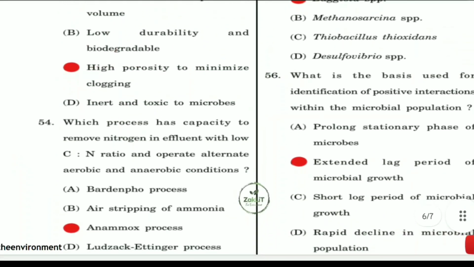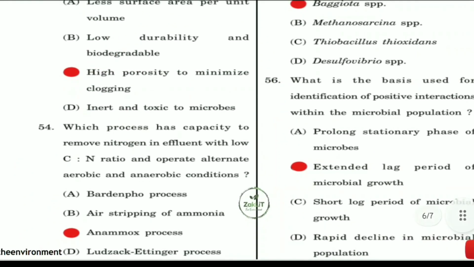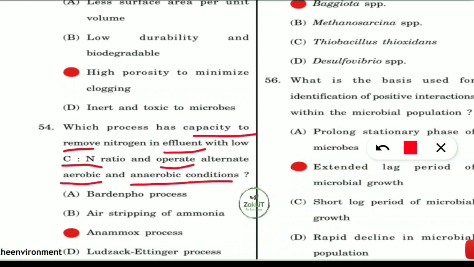Coming to the next question, question number 54. Question 54 is, which process has the capacity to remove the nitrogen in effluent with low carbon to nitrogen ratio and operate alternate aerobic and anaerobic condition? So this is asking about which is the technique to remove nitrogen in the effluent, that means wastewater. So what is that thing?